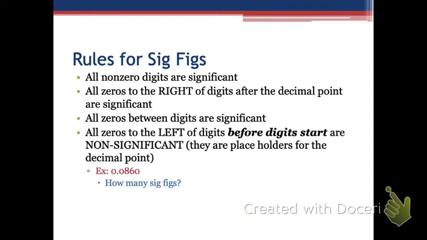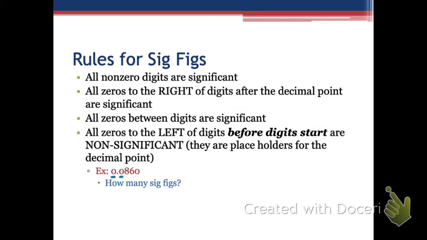Zeros to the left of digits before they start are non-significant. They are considered placeholders for the decimal point. Okay, and I'll explain why that is in just a second. But if I look at this example I put on, that means these two digits are non-significant because they are both to the left of digits, regardless of before or after the decimal point. Okay?